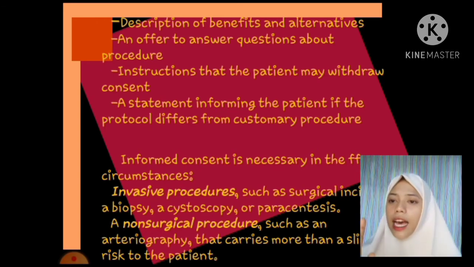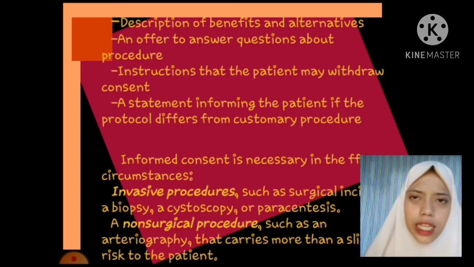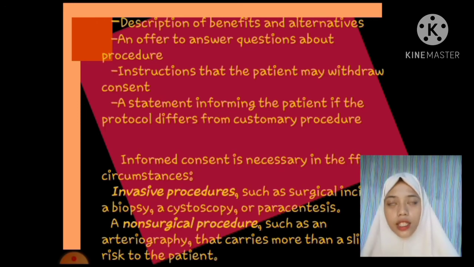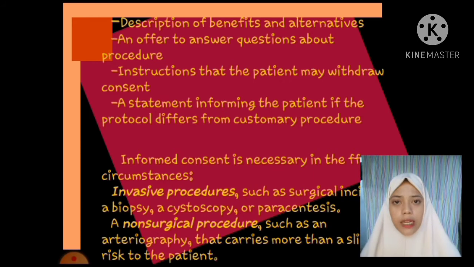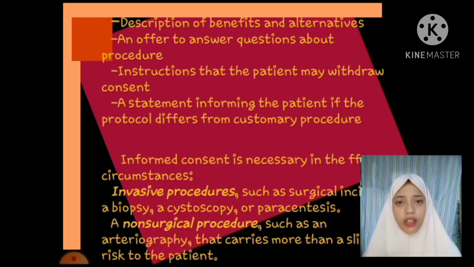Next, a biopsy. A biopsy is the removal of tissue from parts of the body to examine for diseases. And then cystoscopy. This is the procedure to examine the lining of the tube that carries the urine out of our body.